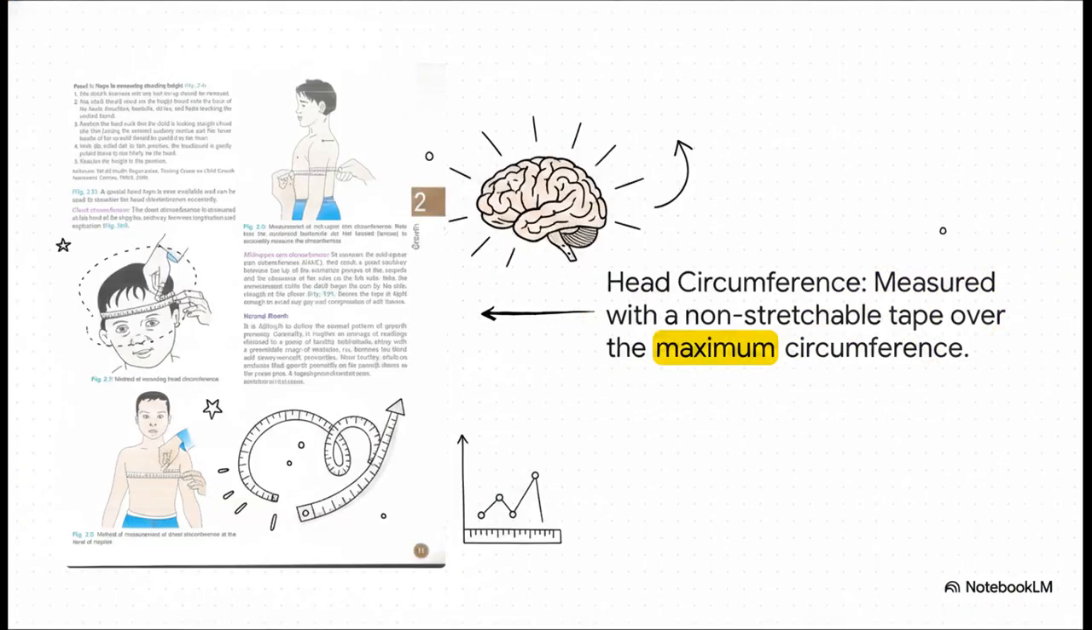Head circumference is so important because it's our best proxy for brain growth, especially in those first few years. You're going to use a non-stretchable tape. You start at the most prominent part on the back of the head, that's the occipital protuberance, and you bring the tape all the way around to just above the eyebrows at the supraorbital ridges. You're trying to find the largest possible circle you can make.